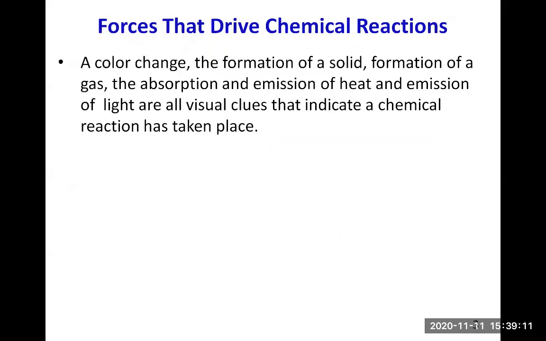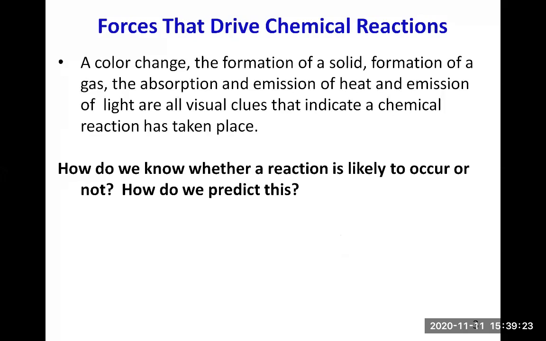So a color change, the formation of a solid, the formation of a gas, the absorption or emission of heat, and the emission of light are all visual clues that indicate a chemical reaction has taken place. So how do we know whether a reaction is likely to occur or not? How do we predict this?